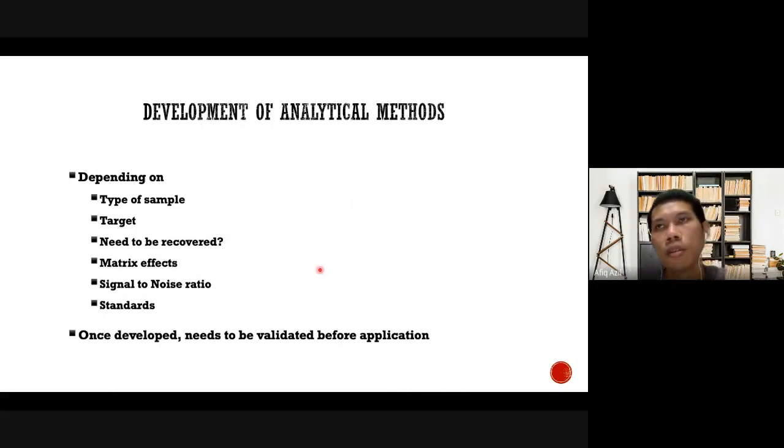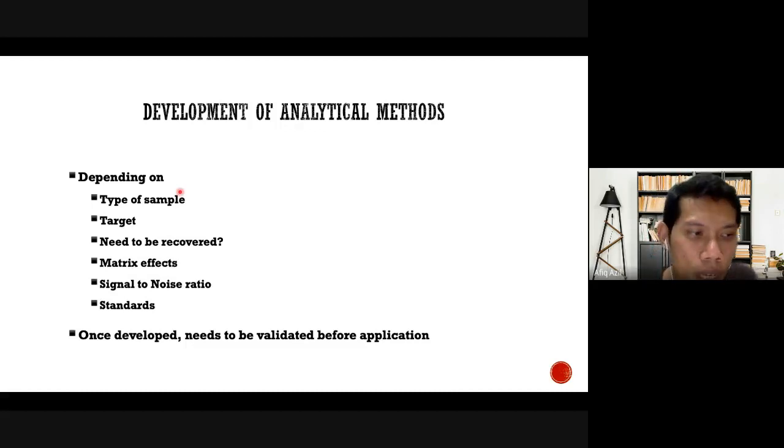So to develop an analytical method, it will depend on several factors. First is what type of sample you want to analyze. This will tell you what kind of analysis is suitable for that sample. Let's say you have a liquid sample that is non-volatile. That cannot be used in gas chromatography. For gas chromatography, only volatile liquid samples can be used. If you use a non-volatile sample, even if you heat it, it won't turn into gas.